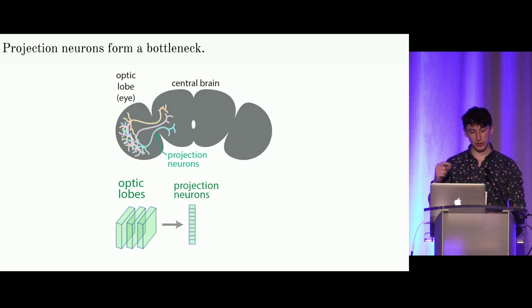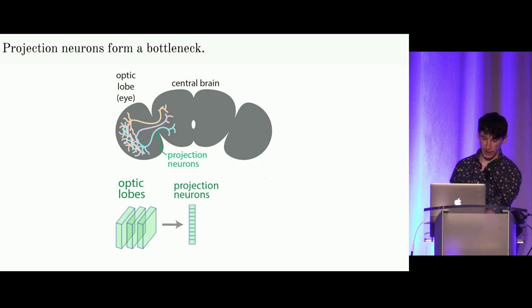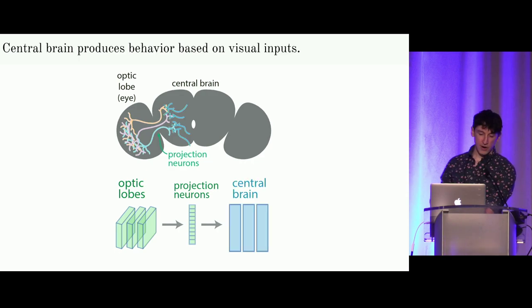Now, of the neurons that project from the eye into the brain, there's a set in which, in most cases, they lose their retinotopy, but they maintain their feature selectivity. So they can roughly be thought of as feature detectors. These neurons provide a bottleneck between the eye and the brain. And if I were to model it, I would probably model it as a vector, which I'm showing here.